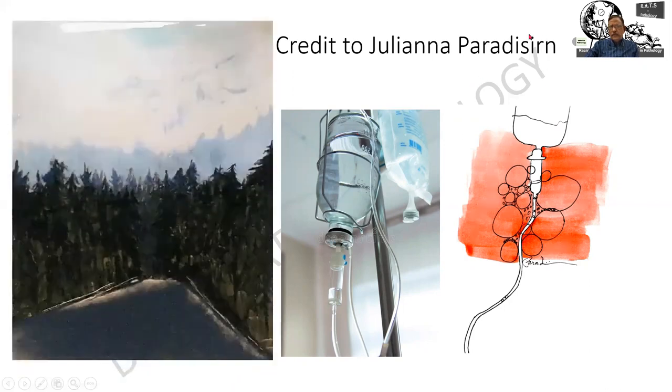And incidentally, just to show what kind of an artist this particular person is, beautiful schematic diagrams and pictures have been drawn by her. And due credit to her.